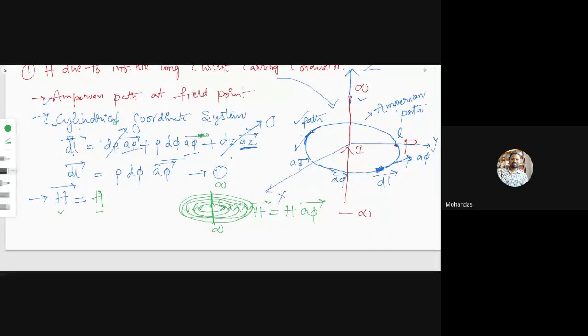The magnitude is denoted, for our understanding purpose, as H subscript phi. That means it is in the direction of phi. The unit vector will be A phi. So this is the way to calculate H. Equation 1 is completed, equation 2 is completed. This is the third step. Any doubts in this? Once you understand these things, the remaining is easy. The next step is only dot product and integration.